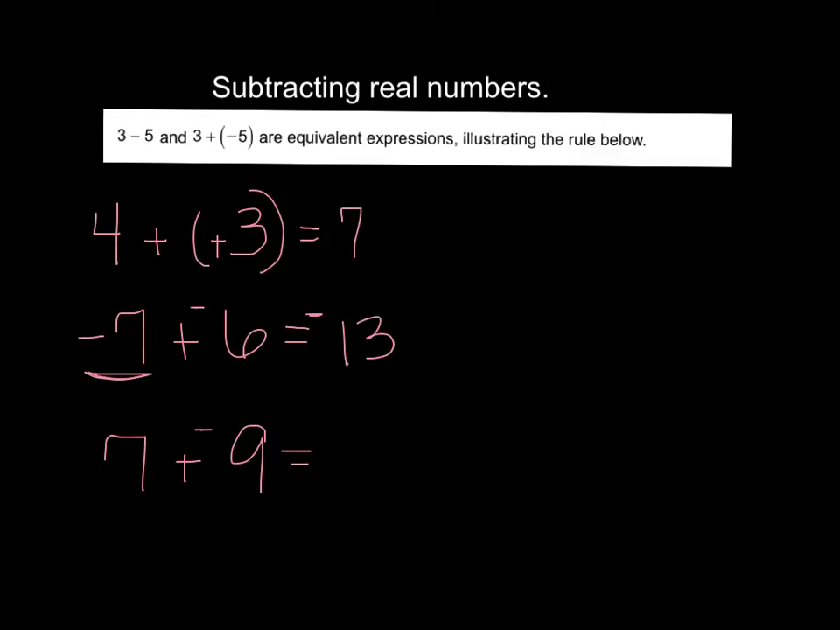But here they're opposite signs, so I'm going to take the difference of them. The difference of 7 and 9 is 2, and the absolute value of 9 is higher than 7. So I'm going to take the sign of the 9, which makes it negative 2.